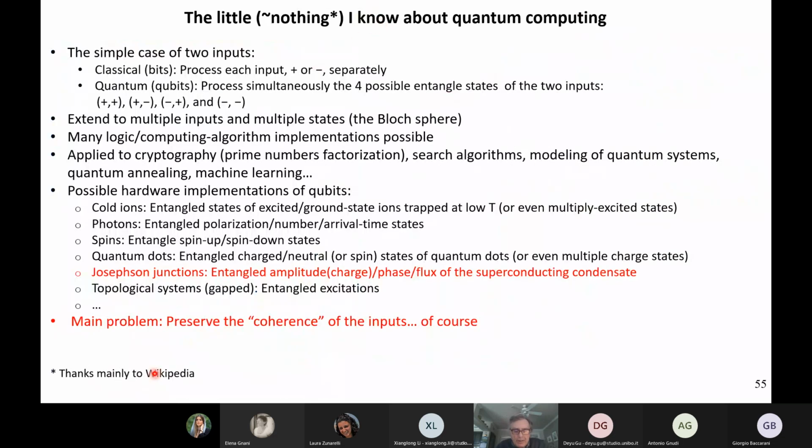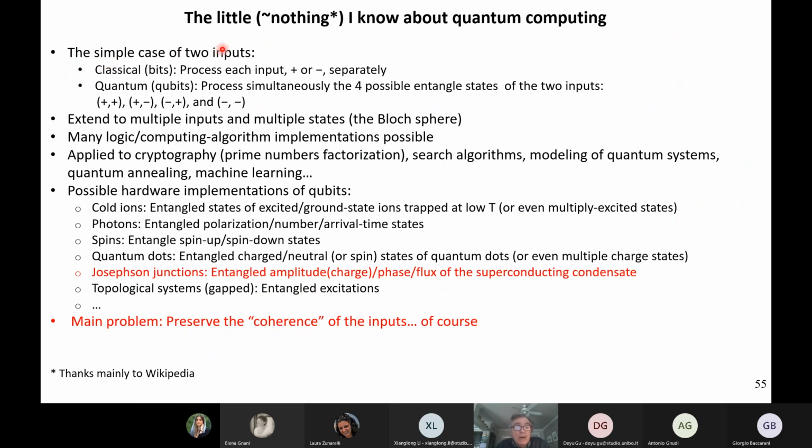All I know about quantum computing is a few talks, a few articles I read without understanding, and Wikipedia, the full place where you find human knowledge. So what is quantum computing? Why are Josephson junctions and superconductors useful?